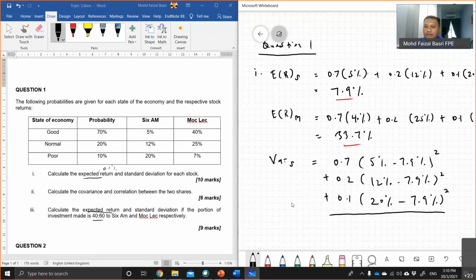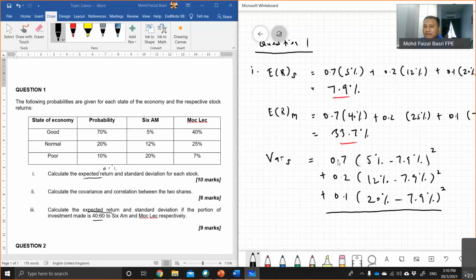So I recap. Probability multiplied with the difference of two rates. The front part here will be the required returns, 5, 12, and 20, based on the respective level of probability. And we will minus the ER. The ER is based on our first calculation. So if, let's say, your ER for S is wrong, automatically your variance will be wrong as well. So please be careful when we calculate the ER, the expected returns.